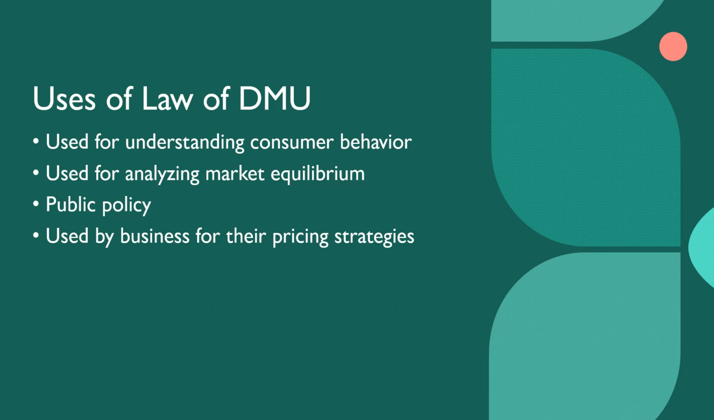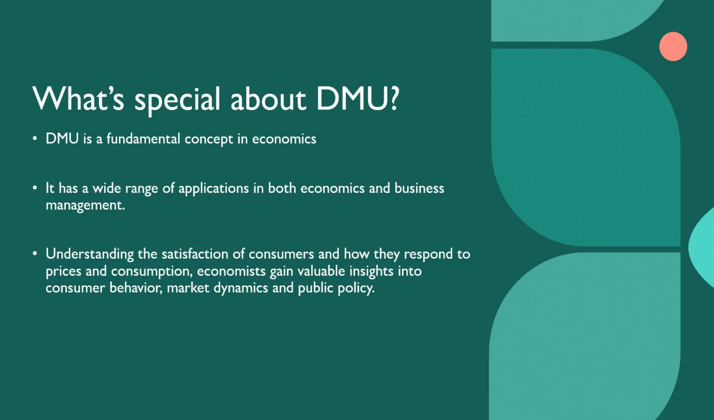The law can also be used to analyze the impact of taxation on consumer behavior. By understanding how consumers respond to changes in prices, policymakers can assess the effectiveness of different tax policies. It can also be used for effective pricing strategies by businesses. By understanding how consumers perceive the value of a product, businesses set prices that maximize their profits while also satisfying consumer demand. So, what's special about diminishing marginal utility?